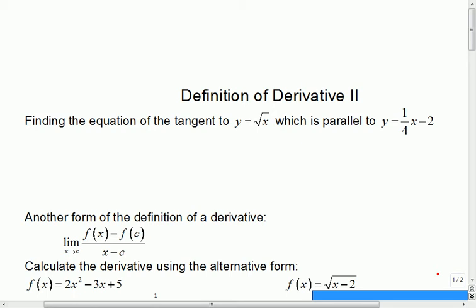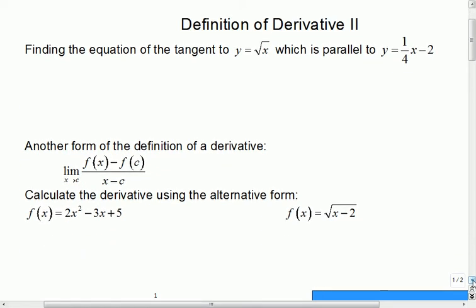Okay, so now what we're going to take a look at is a little bit of stuff about derivatives, some extra information that you're going to need to know. So first of all, just to make sure we're thinking about the right stuff here, let's take a look at the first part, which says find the equation of the tangent y equals root x that is parallel to this line. So there's some information in there that, again, you really can't lose sight of what the derivative is.